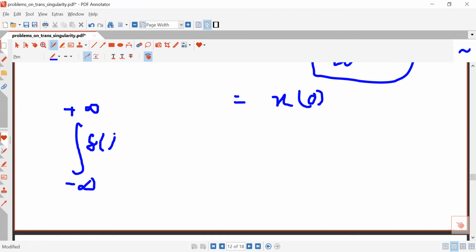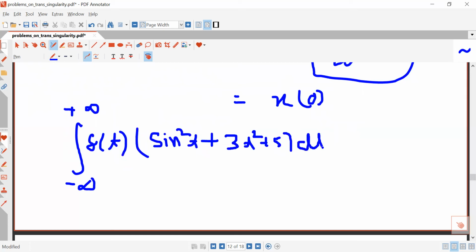Delta t and sine square t plus 3t square plus 5 dt. For example, I am asking you to integrate this. So in this question, you can use the shifting theorem. You can consider this as x(t).